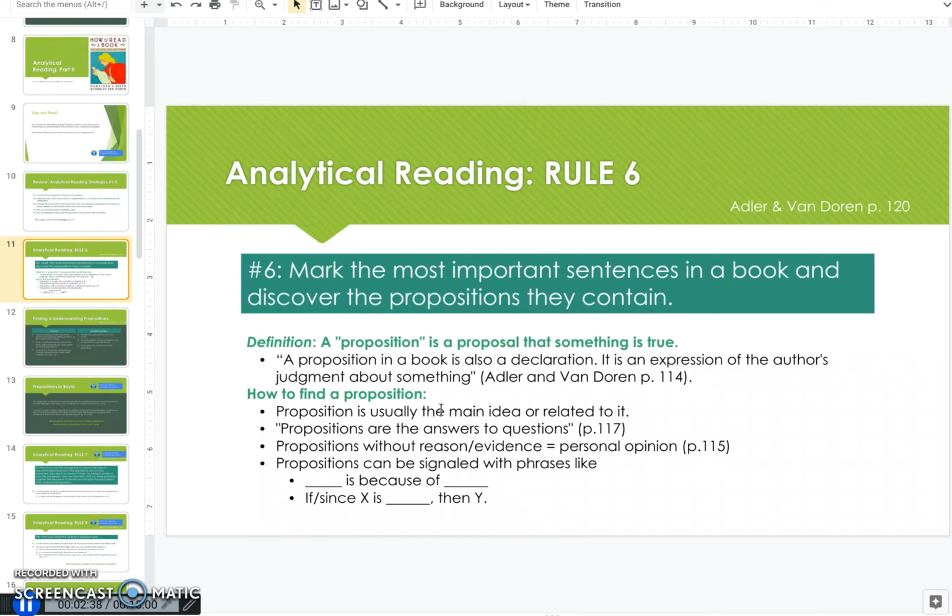All right, so how do you find a proposition? A proposition is usually the main idea or related to it. Propositions are the answers to questions. Propositions without reasons or evidence equal personal opinion. And propositions can be signaled with phrases like "blank is because of blank," or "if X is blank, then Y." So there's a little bit of cause and effect going on there.